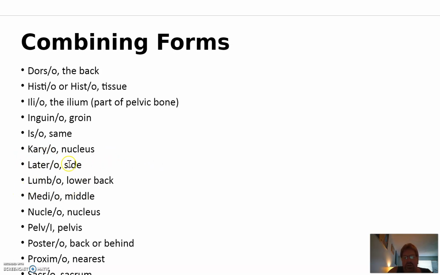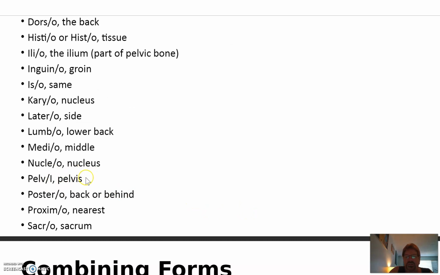Lateral means on the side. The lateral is the side. Lateral is out to the side, or if you take a picture of a person from the side, that's a lateral view. Lumbo means lumbar area, the lower back. Medial means the middle. Median, medial. Nucleus, usually of a cell, but of course atoms have nuclei too, but we're not going to delve that deeply. Pelvi means pelvis, the big, strong hip bones.